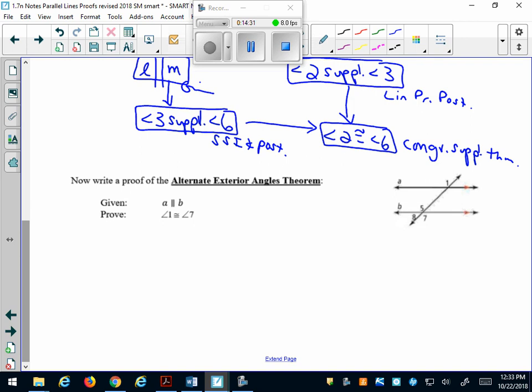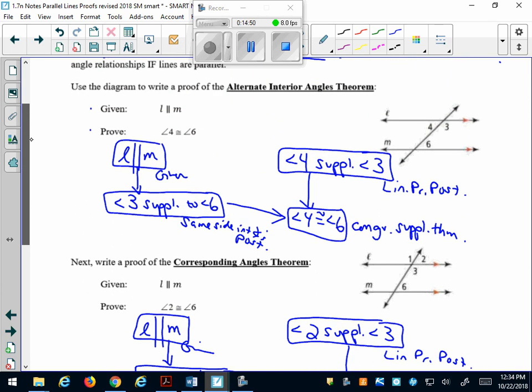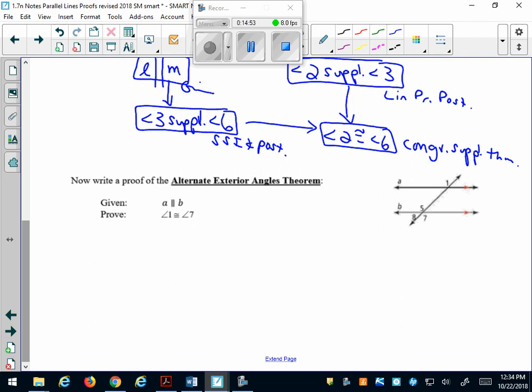Okay, now for the proof of the alternate exterior angles theorem, we can use any of the theorems we just proved or the postulate, right? So we just proved the corresponding angles theorem and the alternate interior angles theorem. So now we're free to use those, and we can use them in this proof here. So we're going to start with A parallel to B. A parallel to B. And we're trying to prove alternate exterior angles. So we're trying to prove 1 and 7.